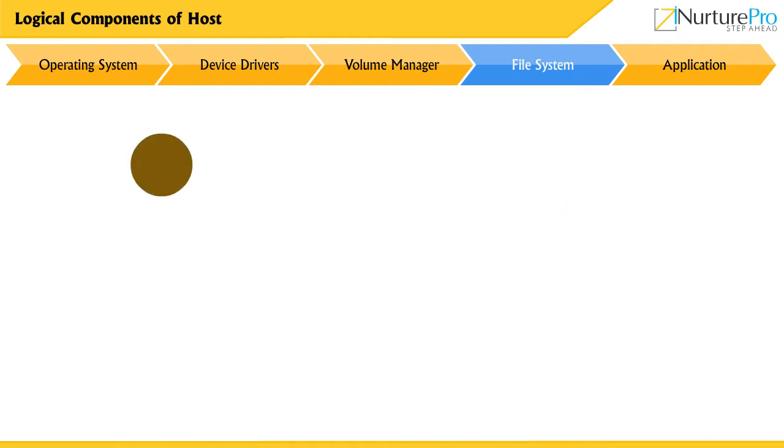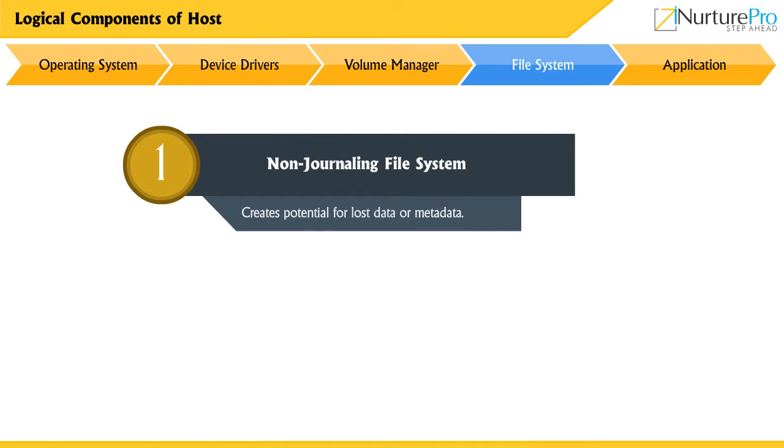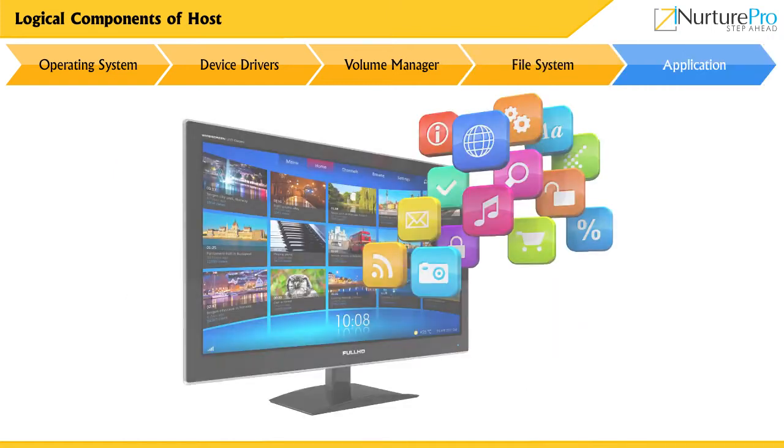Here are two categories of file system. To avoid the loss of data or metadata during the write process or system crash, journaling file system is used. Journaling file system uses a separate log for all data which needs to be written. During the data writing, it has sufficient logs to complete an operation.